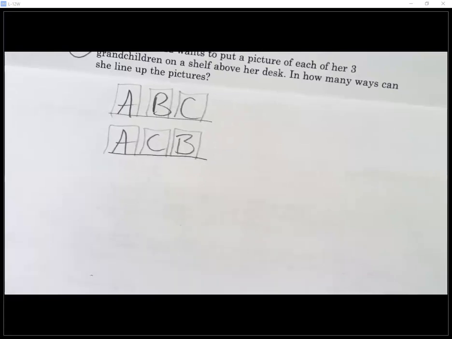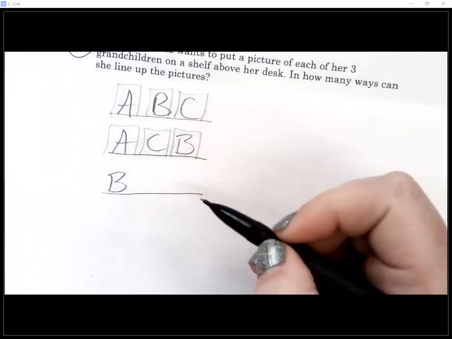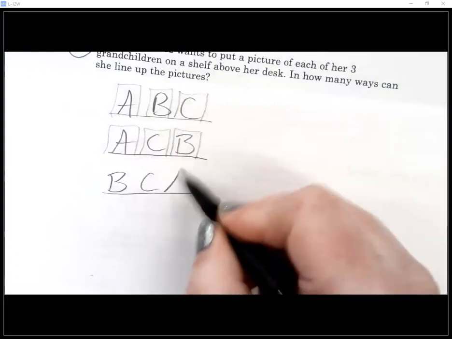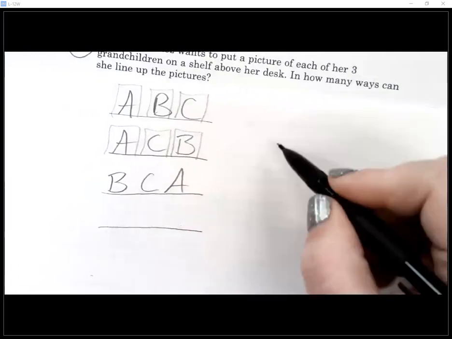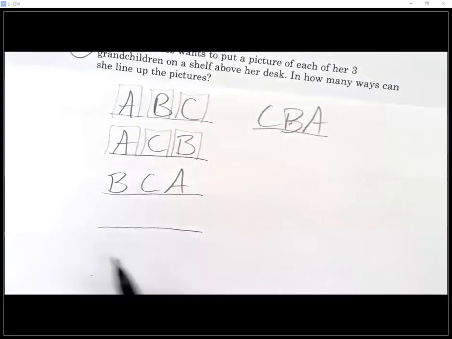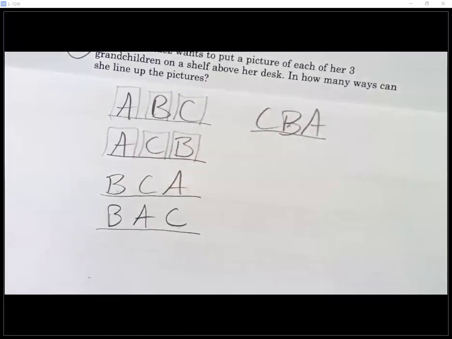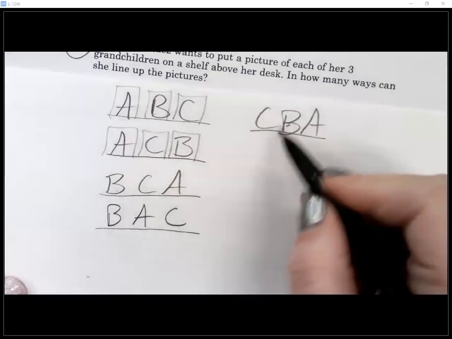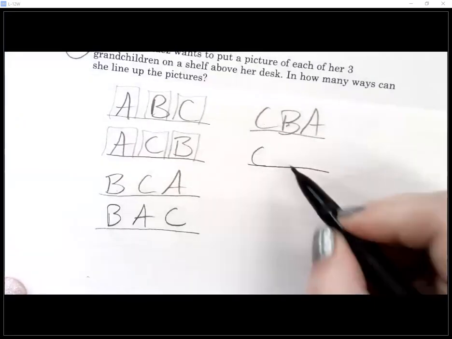Yeah, so we could start with grandchild B now. BCA would be one. And how else could you have B come first? You could have CBA. ACB. Yeah, no. How else could I have grandchild B come first? BAC. I think those are all the ways I have grandchild B coming first, right? And then I have grandchild C coming first that way. Is there any other way that C could come first? C, A, B.